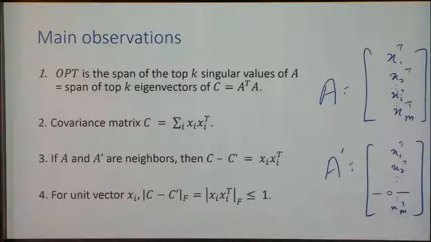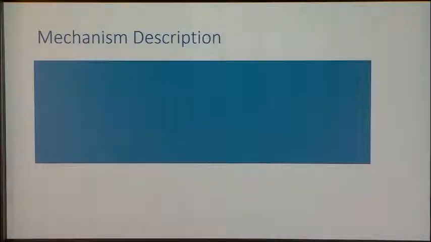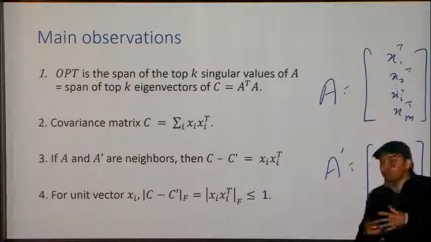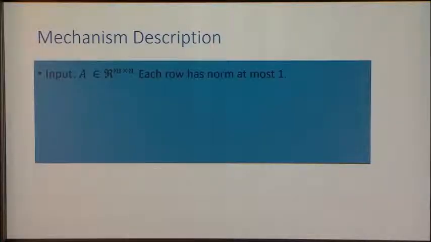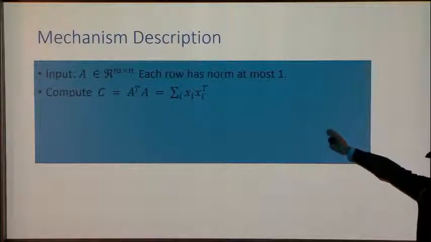So now, if I view this matrix as one long vector, I'm saying one person can change this long vector by a total L2 amount of 1, which basically tells me that I can use the Gaussian noise mechanism. So formally, here's the mechanism. I have this matrix, each row has norm 1. I'll compute the true covariance matrix.